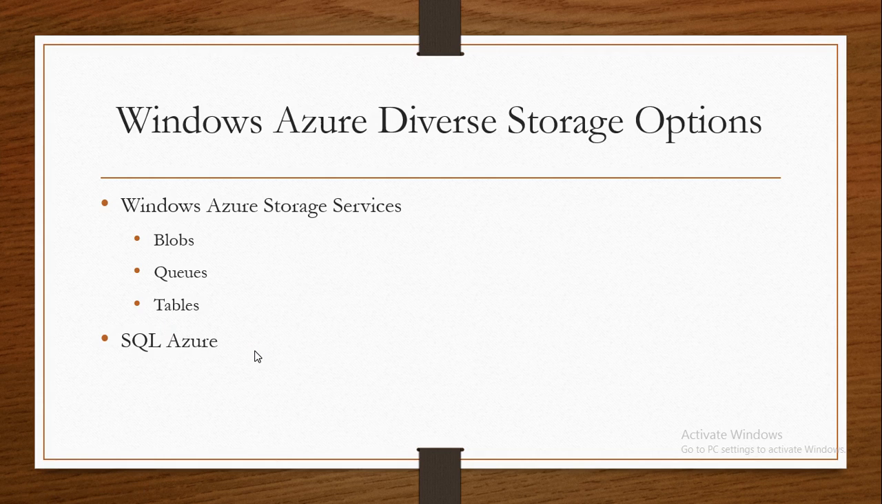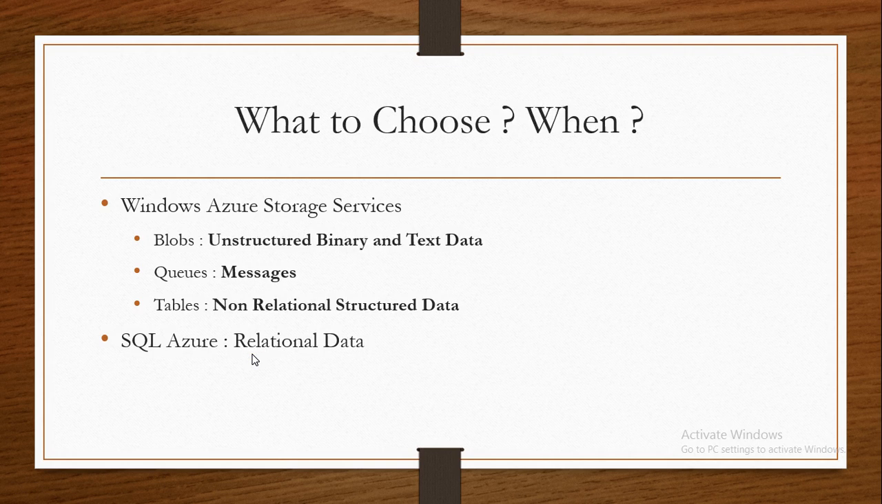The two options are Windows Azure Storage Services and SQL Azure. Again, it's just about what to choose when. You should know when to choose each of these. If you're going for unstructured binary and text data, then you will go for blobs. If you want to store messages, then you can go for queues.